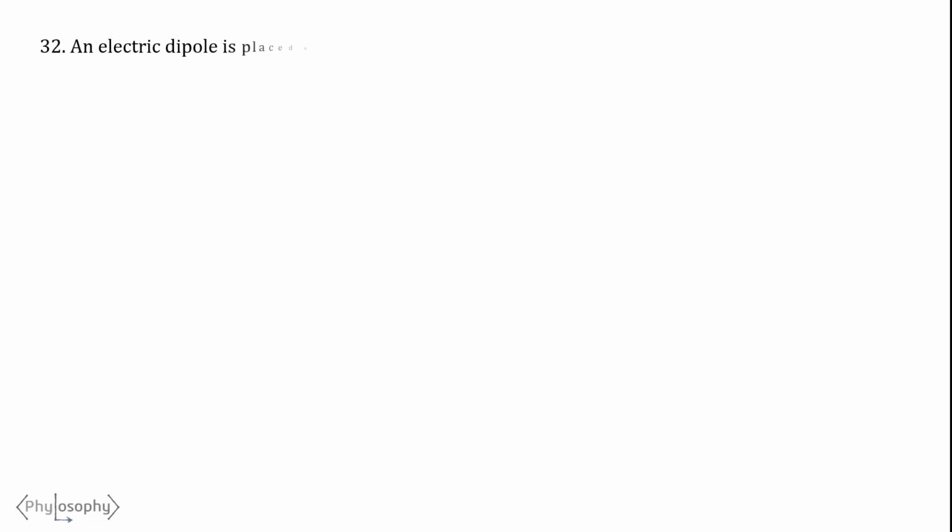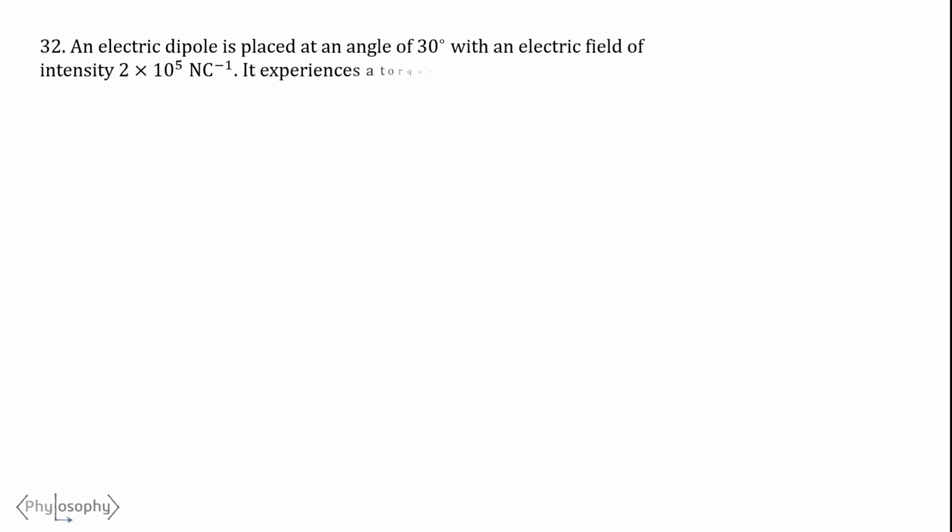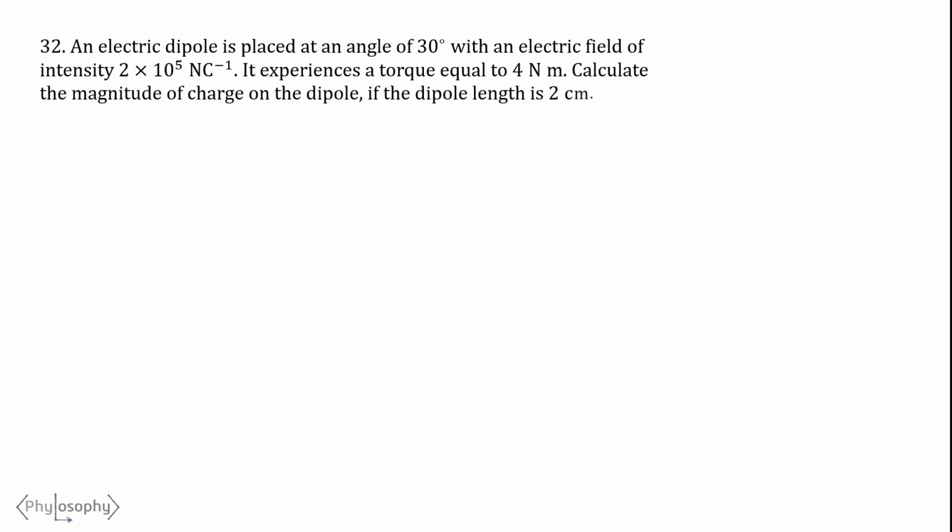Our next problem is, an electric dipole is placed at an angle of 30 degrees with an electric field of intensity 2 times 10 to the power 5 Newton per Coulomb. It experiences a torque equal to 4 Newton meter. Calculate the magnitude of charge on the dipole if the dipole length is 2 cm. And these are the 4 options. So it is given that theta is equal to 30 degrees.